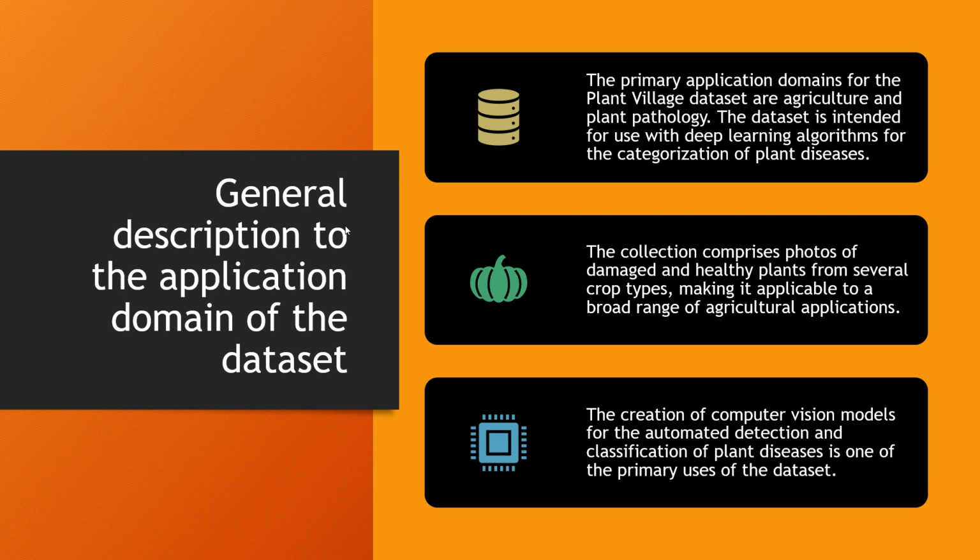And the general description of the application domain of the dataset. The primary application domains for the PlantVillage dataset are agriculture and plant pathology. The dataset is intended for use with deep learning algorithms for the categorization of plant disease. In the second place, the collection comprises photos of damaged and healthy plants from several types, making it applicable to a broad range of agriculture applications. And third, the creation of computer vision models for the automated detection and classification of plant disease is one of the primary uses of the dataset.